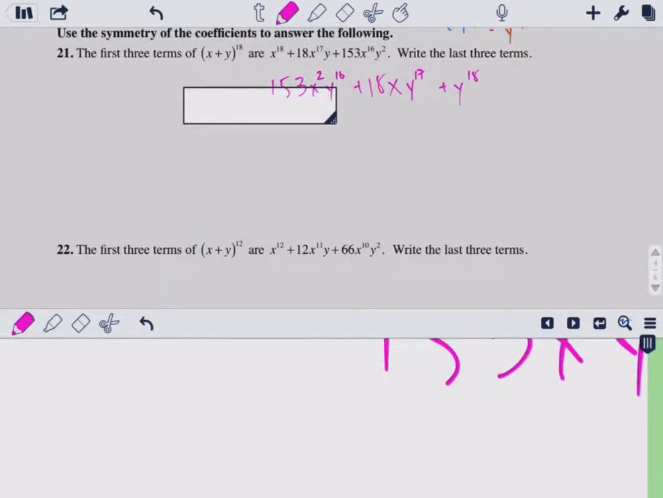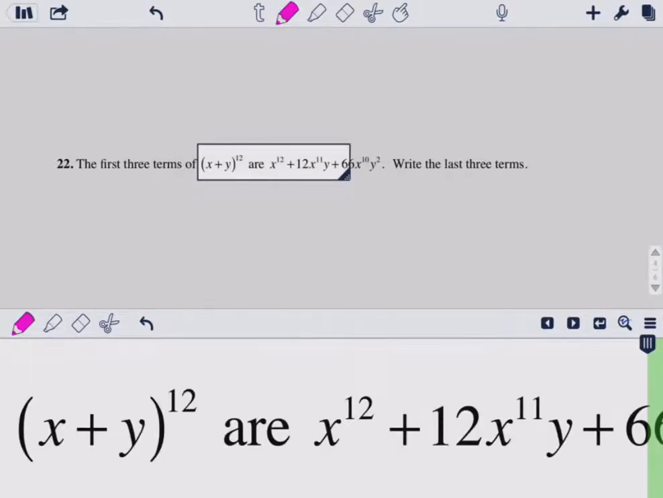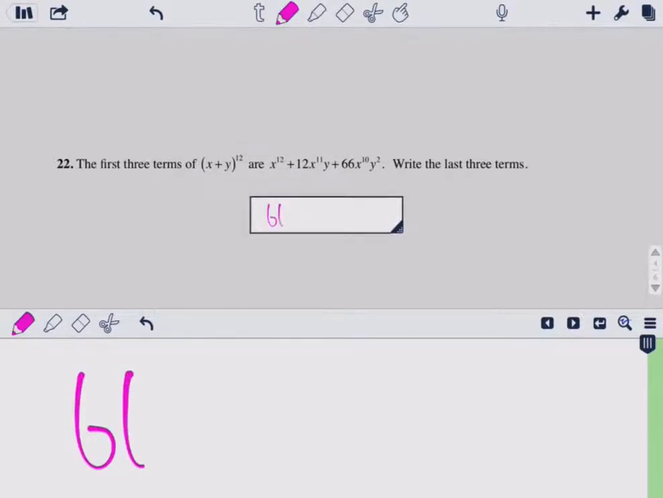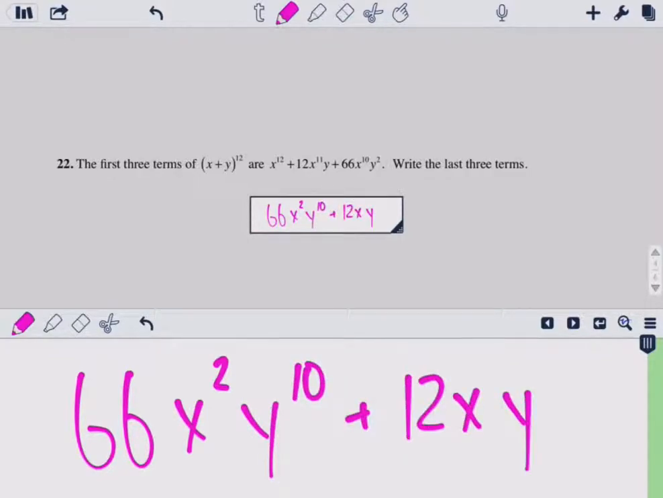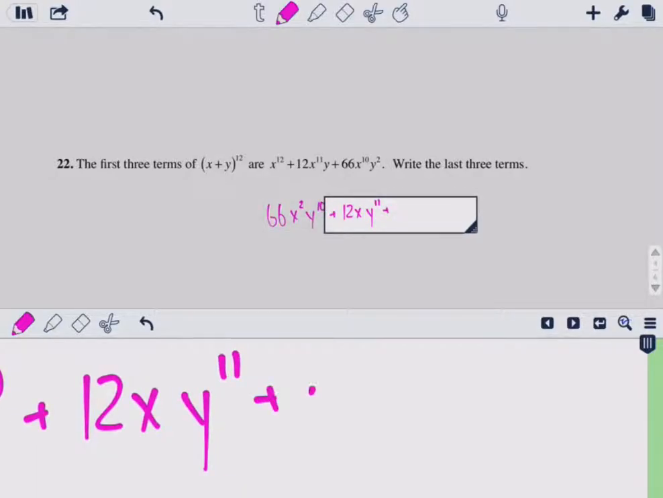It's x plus y. Do the same thing. X plus y to the 12th. So 66x squared y to the 10th plus 12 x y to the 11th plus y to the 12th.